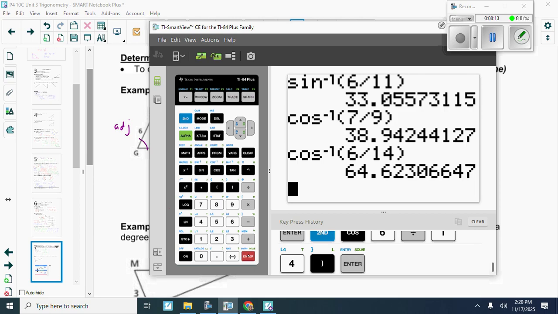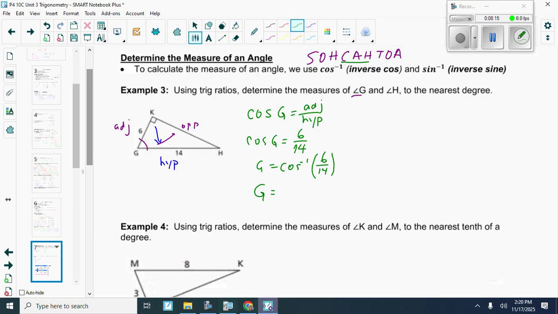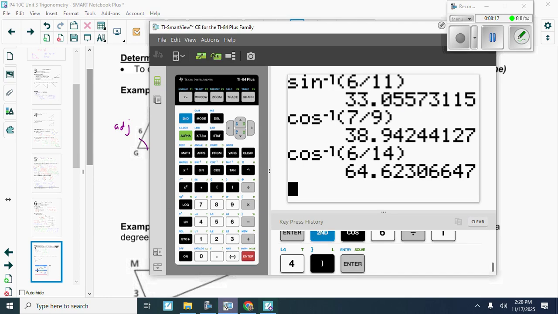Okay, and this time it said, to the nearest degree. The nearest degree would be the nearest whole number. So this one is 64.6, so we're looking at the 4. We check the neighbor next door, 5 or greater, we round up, so we're going to round up to 65.